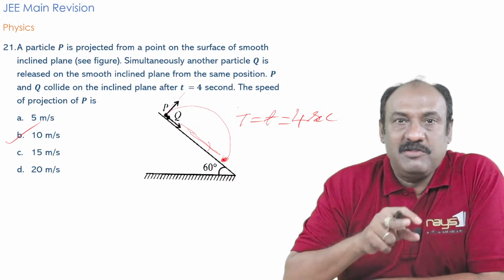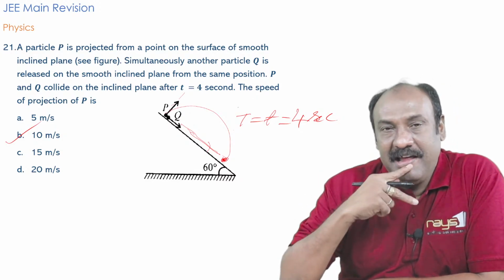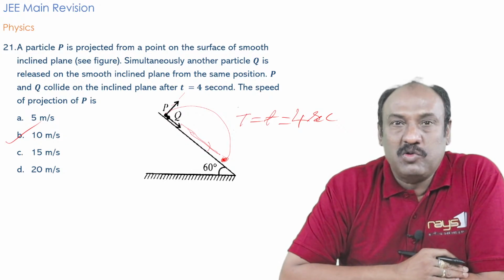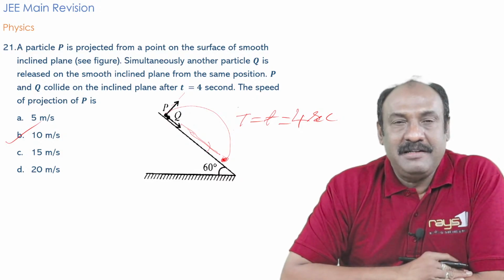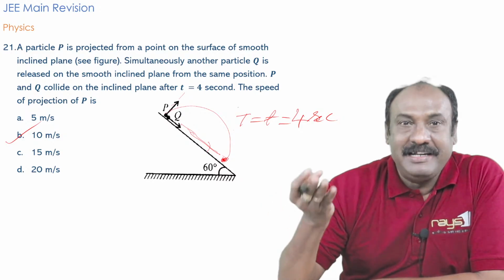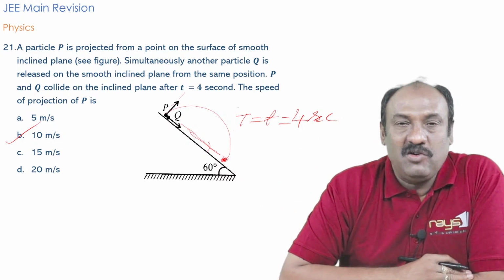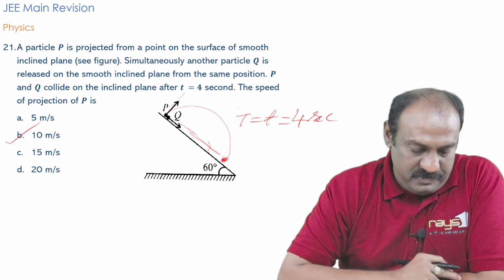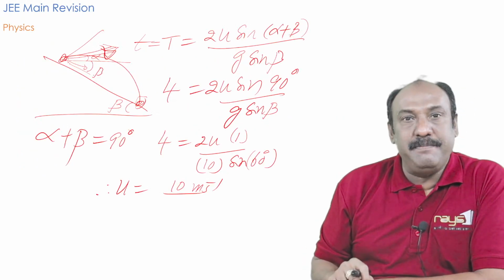Because first body is projected normal to the direction of inclined plane. At the same time, second body moves down along smooth inclined plane. Then if both collide after 4 seconds, then indirectly the time taken by first body to collide with second body is nothing but time of flight, that I have written. T equal to 2u sin of alpha plus beta by g into cos beta, where beta is the angle of inclination of the inclined plane. So after calculation we get answer as 10 meter per second.